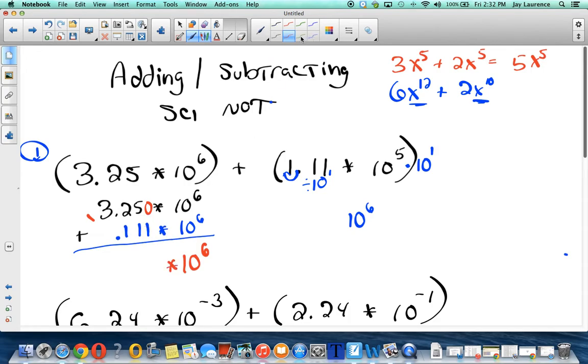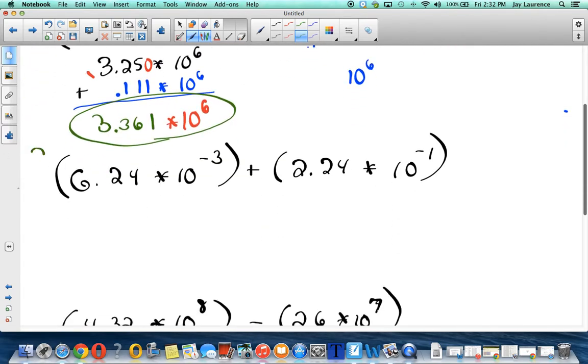Don't make this too hard. So I'm going to add 1, 6, 3, and a 3 out front. So I'm going to have 3 and 361 thousandths times 10 to the 6th, and there you go. Pretty simple. You just got to make sure those exponents match. Let's take a look at number 2.